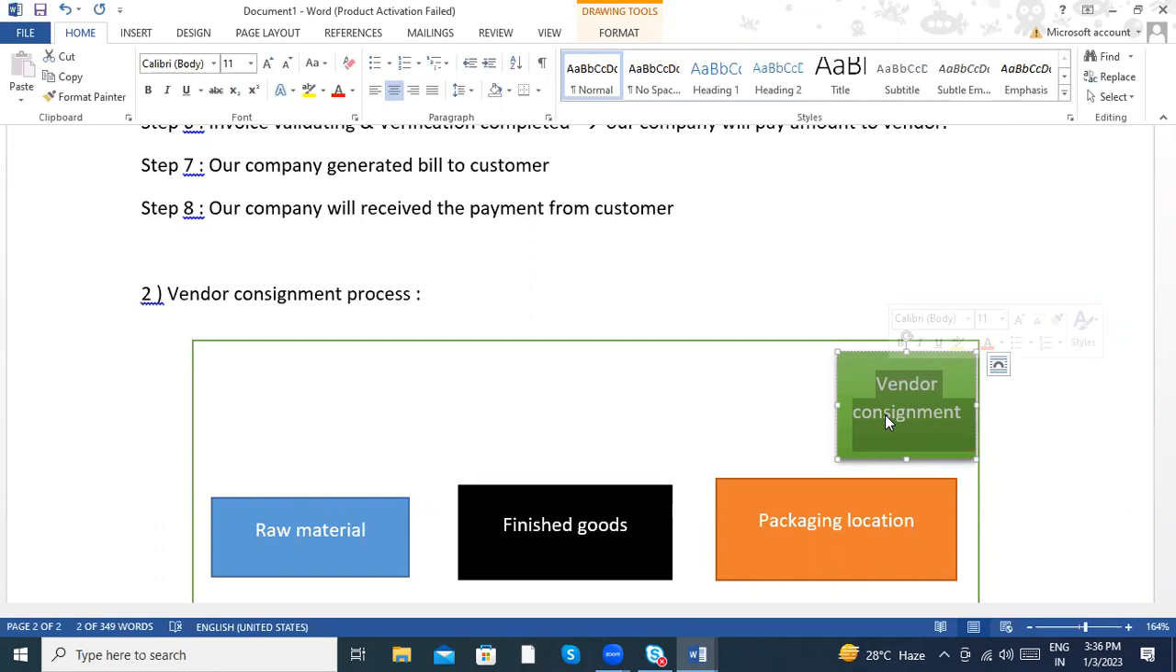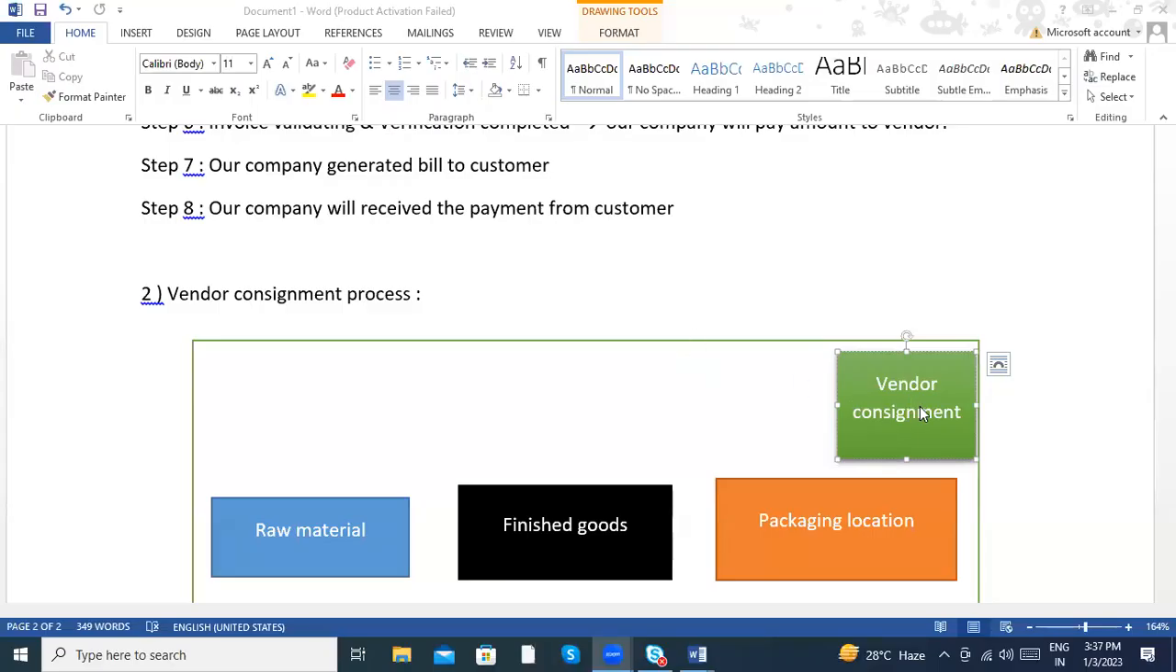Even though it is in my location, the stock ownership remains with the vendor. The ownership is still with the vendor only. Only when we utilize the stock do we take ownership. So until then, they are using our location to keep the stock as per our request. Clear? That is the vendor consignment process.